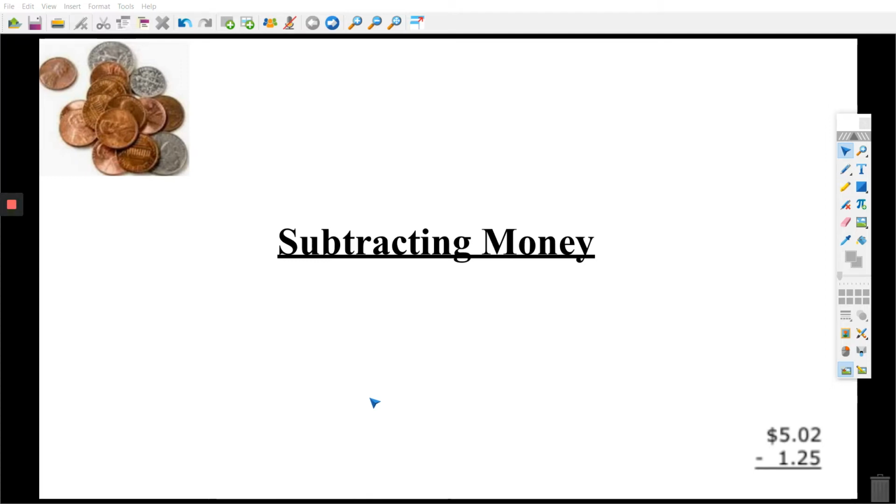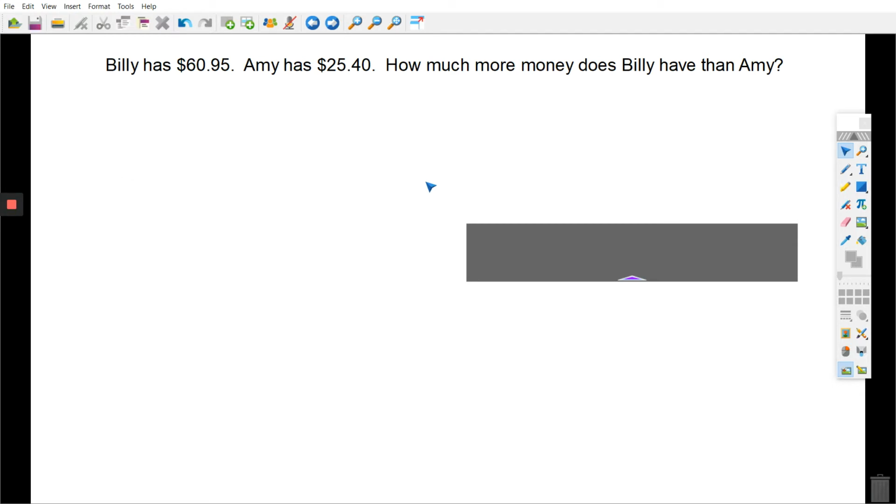Hi guys, today we're gonna be talking about subtracting money. We're gonna practice how to subtract money, and also when we need to subtract money when solving word problems or math stories. So let's practice with a few examples. We're gonna start with some problem solving, then we're gonna do some subtraction exercises, and we're gonna finish with another problem that we're gonna practice how to solve.